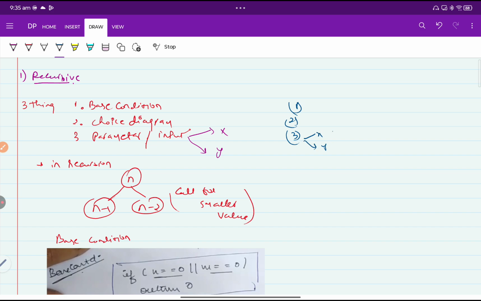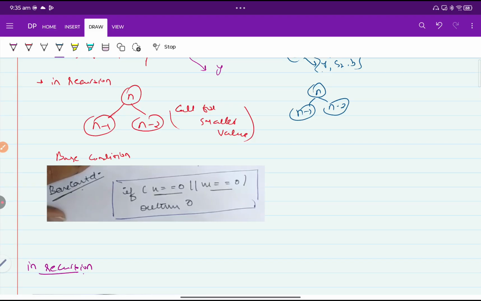Most of the time I call them s1 and s2, or a and b; the strings can have any kind of name. What we do in recursion is that a larger function call makes calls to smaller function calls.